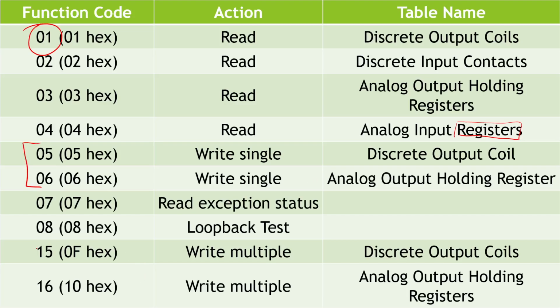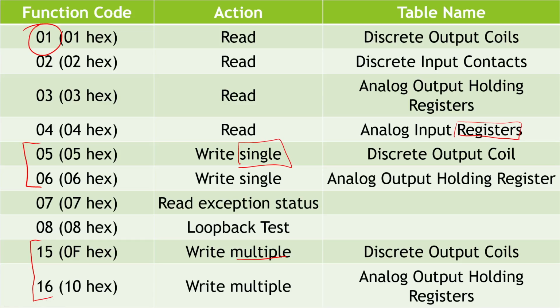5 and 6 and 15 and 16. There we go. All right, so 5 and 6 write a single bit. They write 1 discrete output coil or analog output. 15 and 16 are multiple. Again, same idea as the reading, but a little bit different.